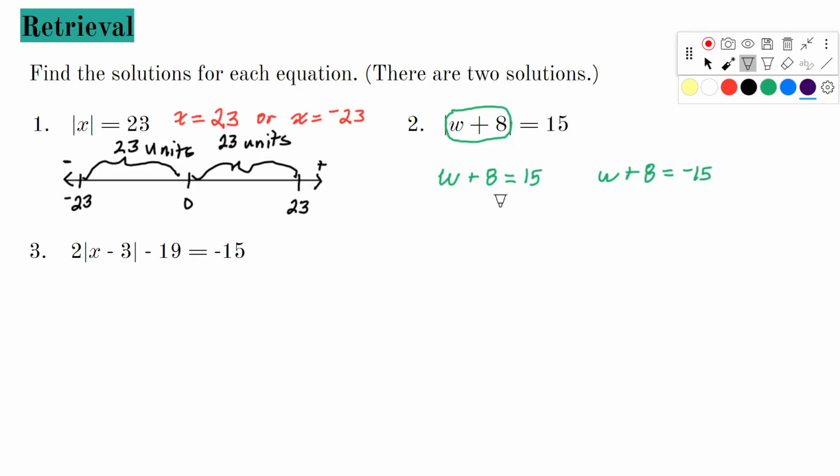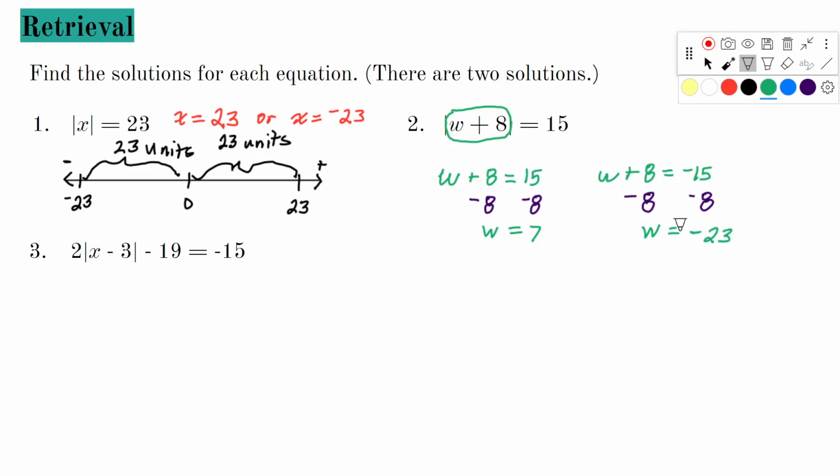In each of these equations is going to be the same undo steps because the expression that's inside the absolute value doesn't change. So I'm going to subtract 8 on each side. And for the first equation, we're going to have w equals 7. And do the same thing with the second equation, subtract 8. Now notice, this isn't going to be negative 7. That's a common misconception about these absolute value problems. When I combine negative 15 with negative 8, that's actually negative 23.